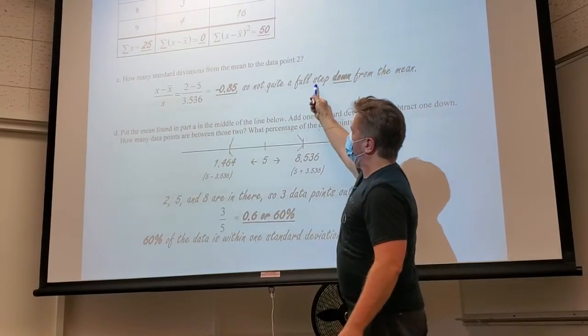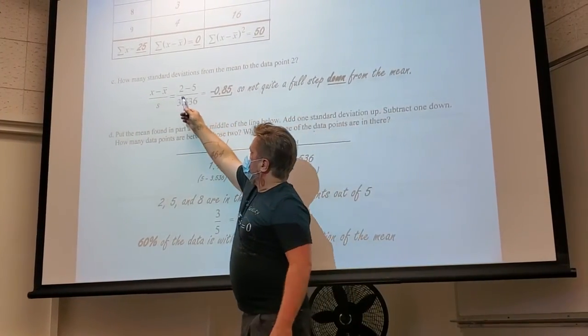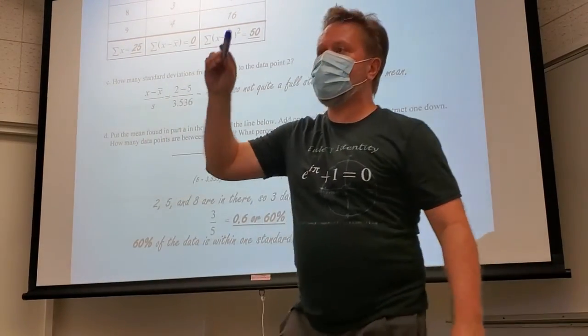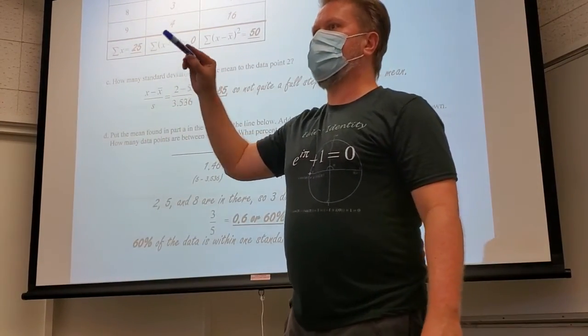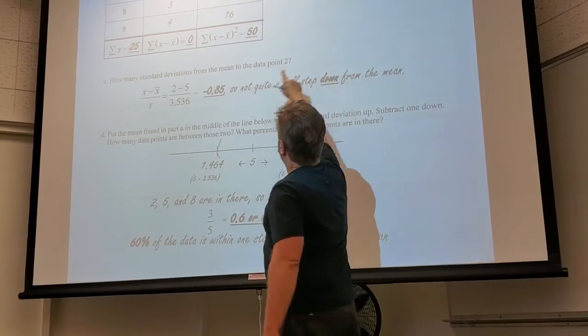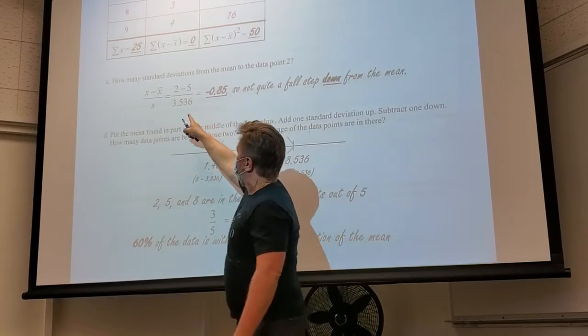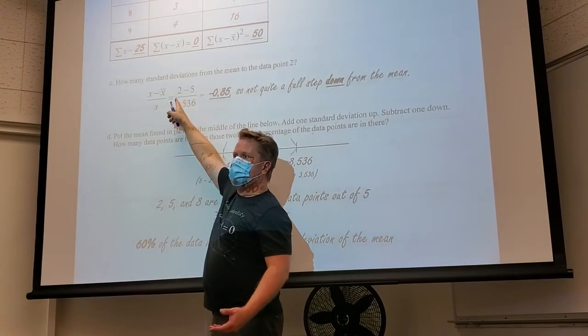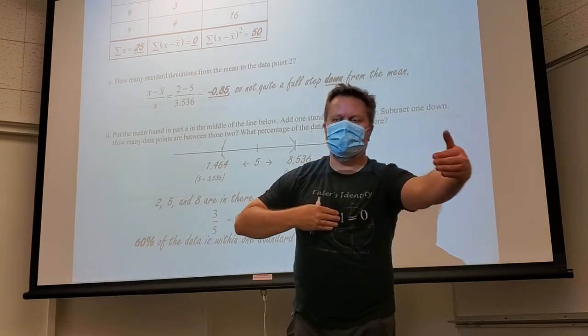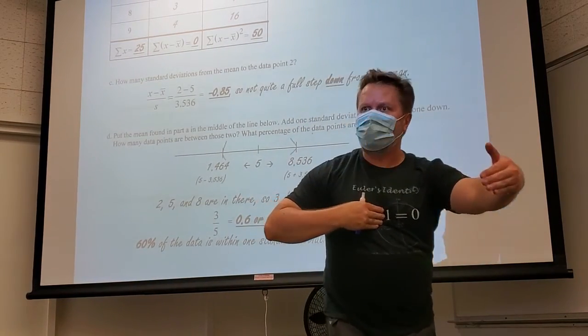This problem here is all about looking at a particular data value and saying how far away, how relatively far away, how many steps it is from the mean. So in this problem, the mean was 5, and the standard deviation I got was 3.536. Does this make physical sense? If I want to know how many steps it takes me to get somewhere, I say how far away is that thing, divided by how big each step I take is.